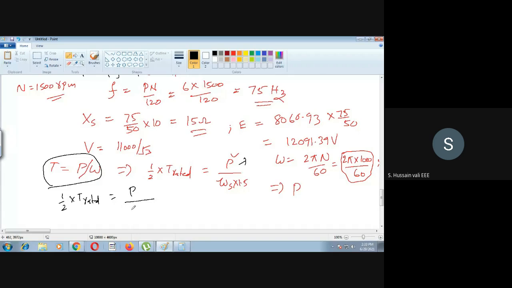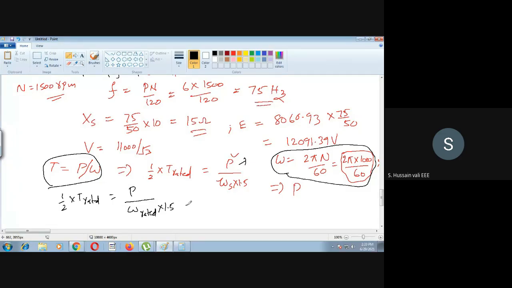But we know what will happen to omega. What will happen to omega? Omega is 2 pi N by 60, where N is 1500 rpm. So out of 1500 rpm, we'll take 1.5 outside. Then this is the rated frequency, so I will write rated frequency. Then you multiply with 1.5.